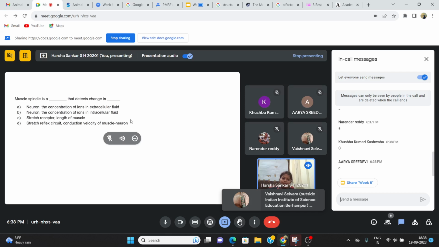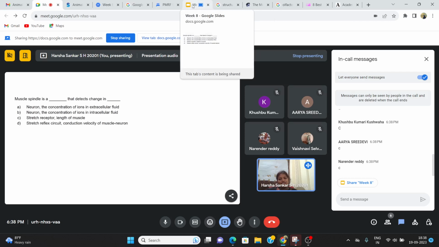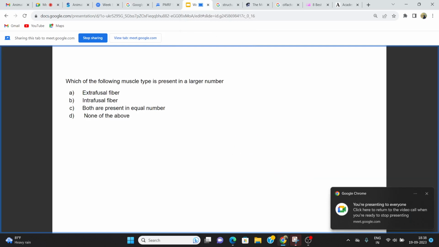Kushbu replied, Arya replied. Yes, the correct answer is C only. It's a stretch receptor, or the sensor that is present, right? It can basically detect the length of the muscle. Here also in the figure you can see it's a muscle spindle.